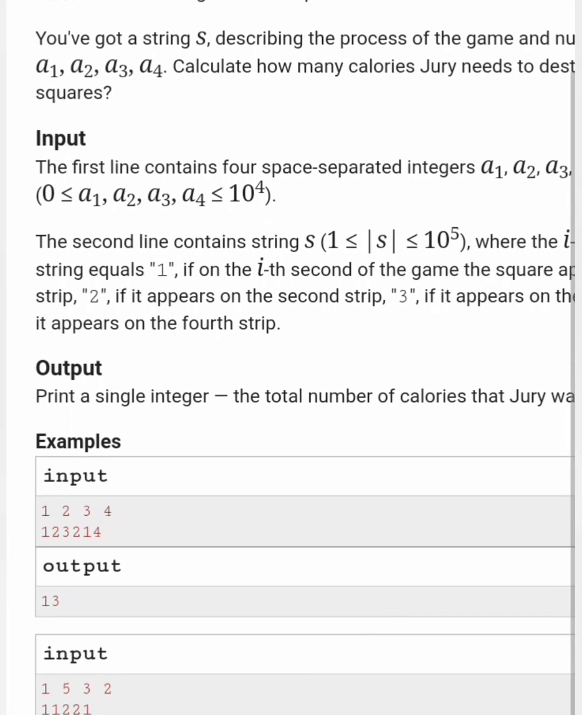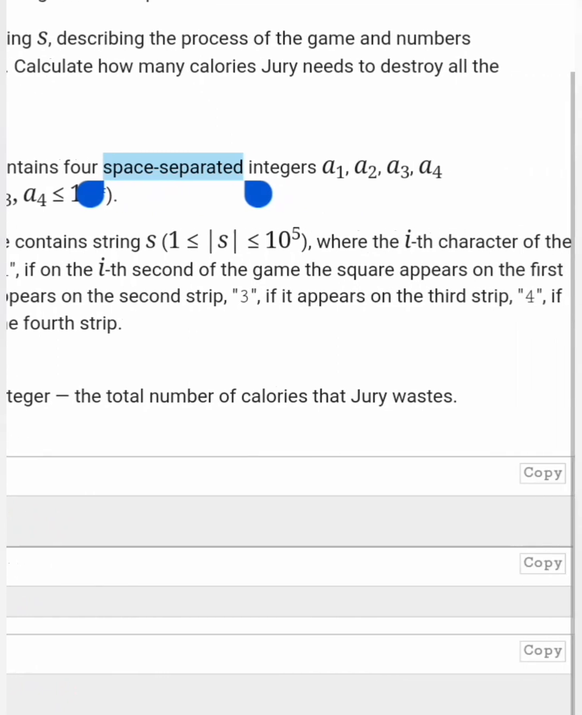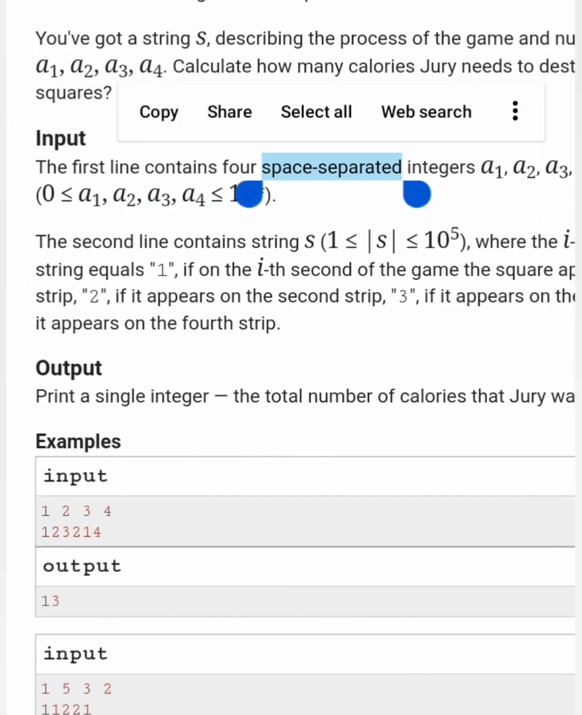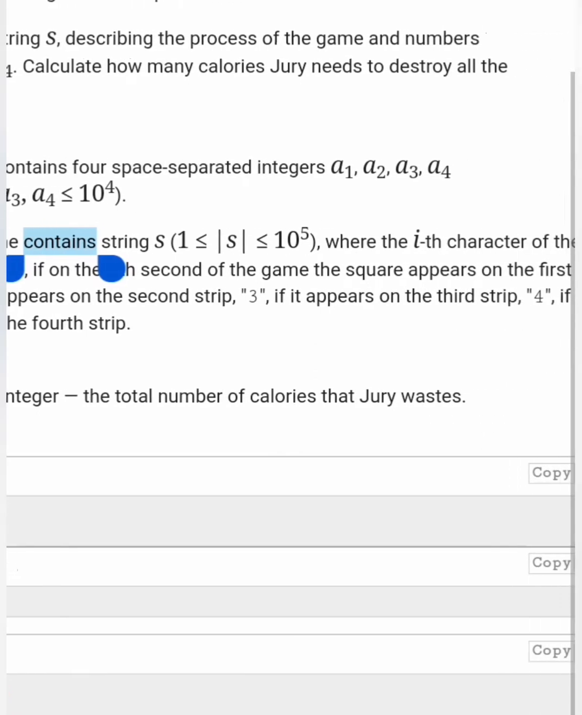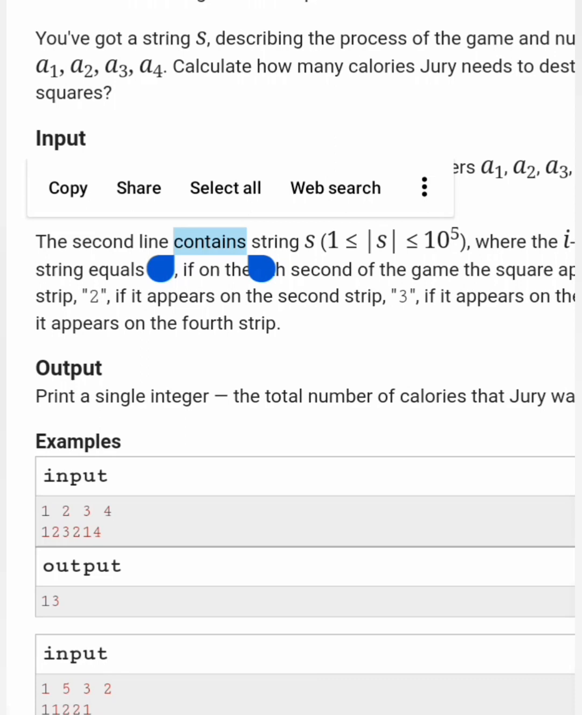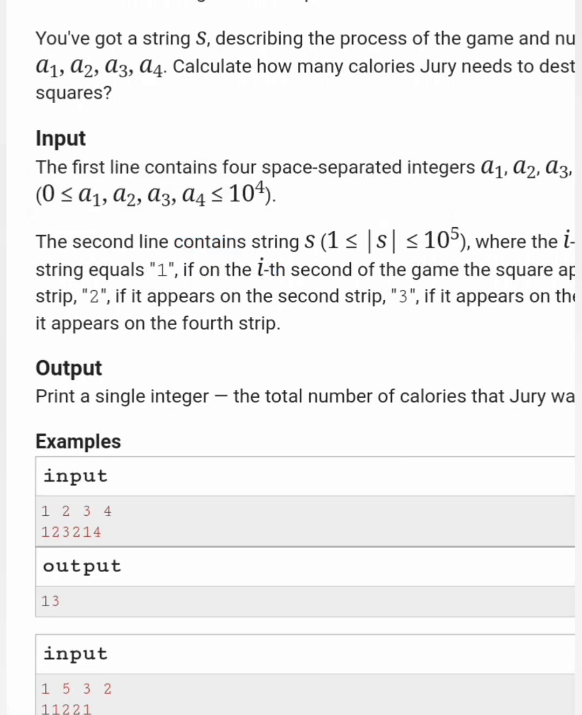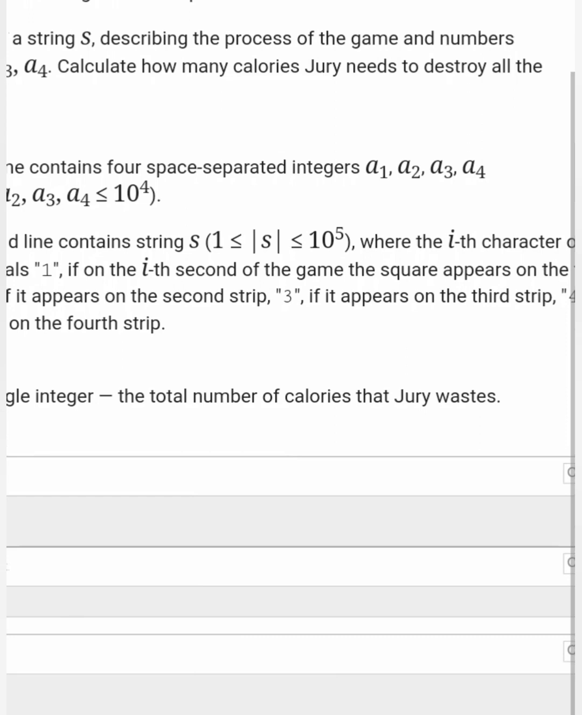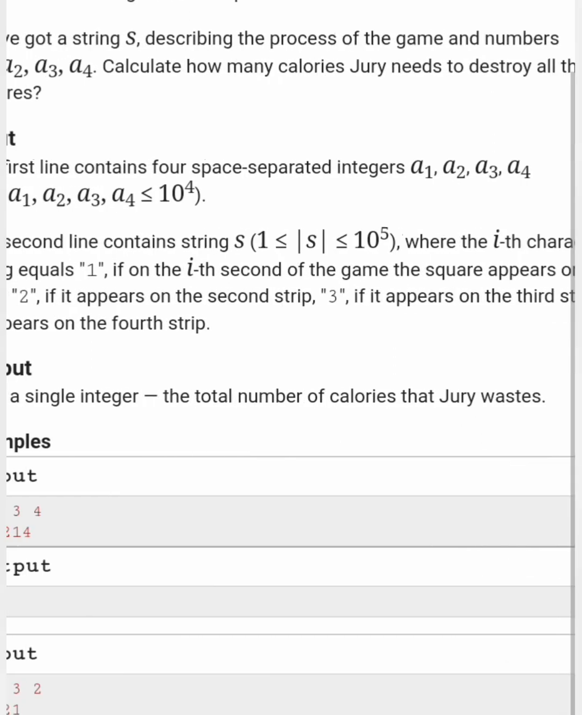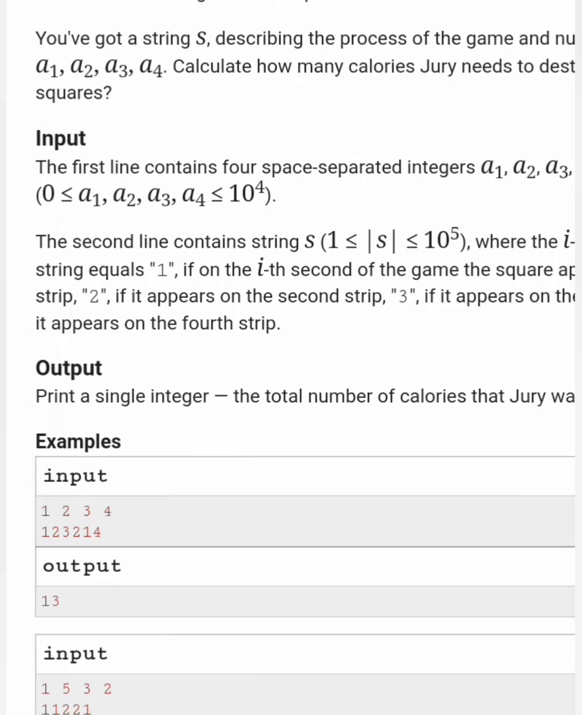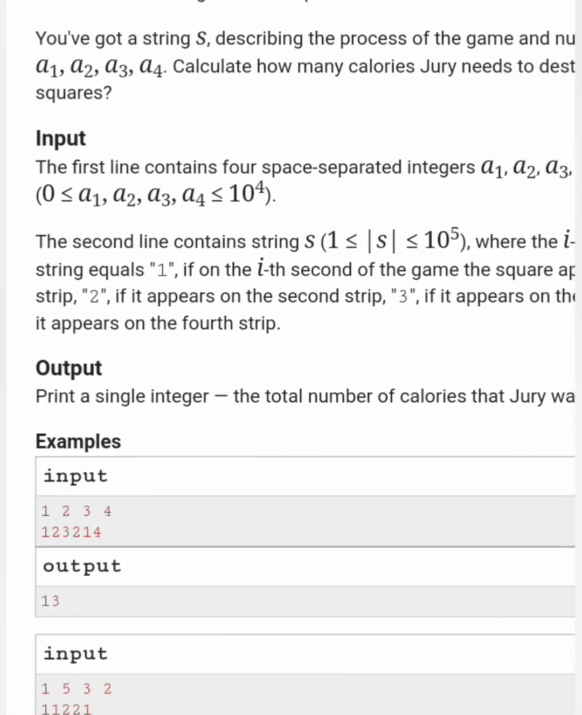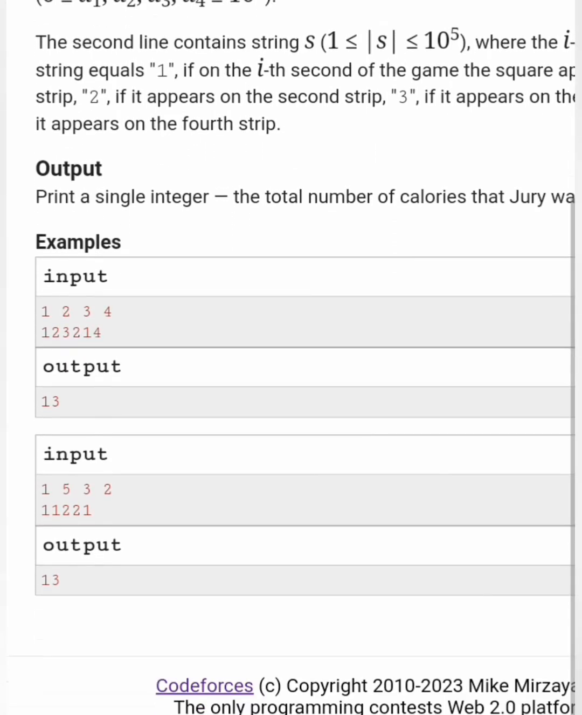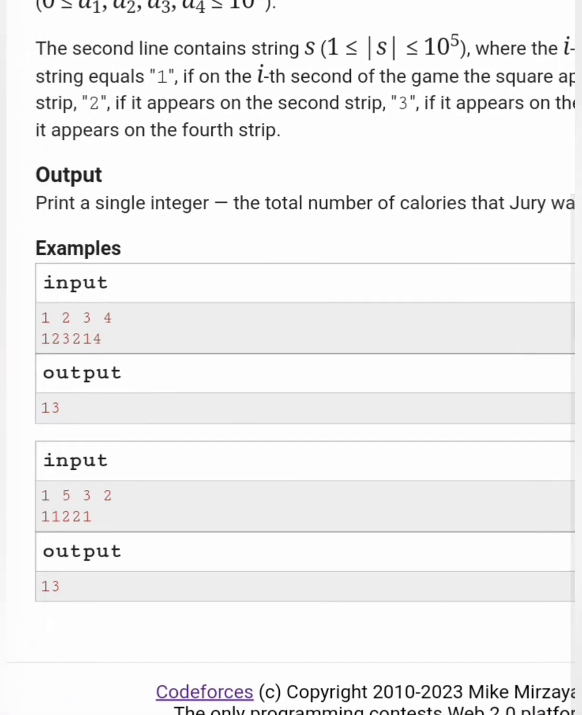Input: the first line contains four space-separated integers a1, a2, a3, a4. The second line contains string s, where the ith character of the string equals 1 if on the ith second the square appears on the first strip, 2 if it appears on the second strip, 3 if it appears on the third strip, 4 if it appears on the fourth strip. Print a single integer, the total number of calories that Jury spent.